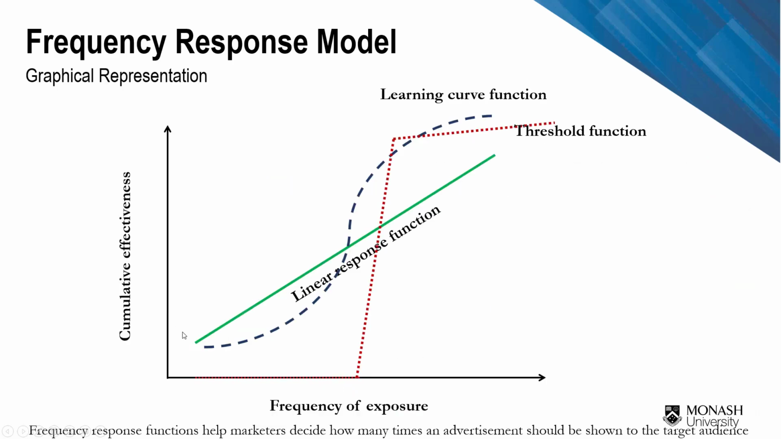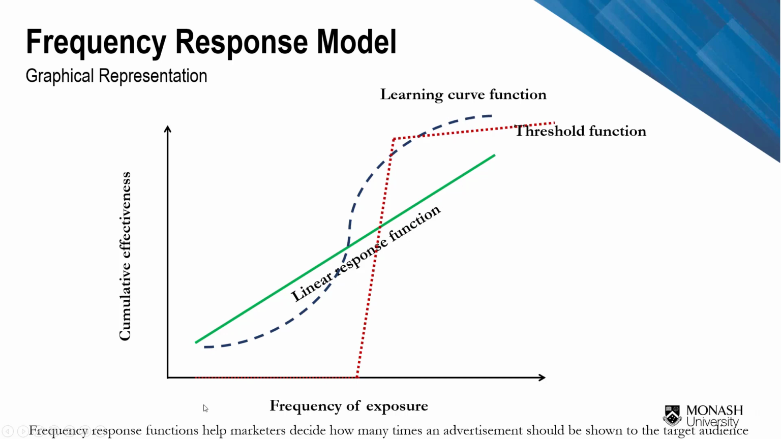So again, to recap, here is what we have learned so far. The first one is the linear response function, where as the exposure increases, effectiveness also increases along with exposure. The second one is the learning curve, which looks like an S-shaped curve. At first no one knows about your advertisement, and then for some reason it shoots up.